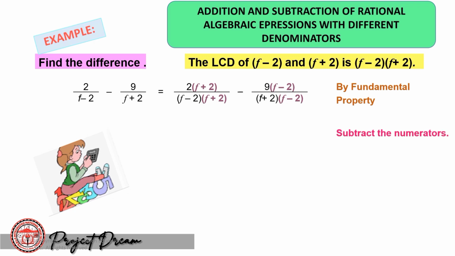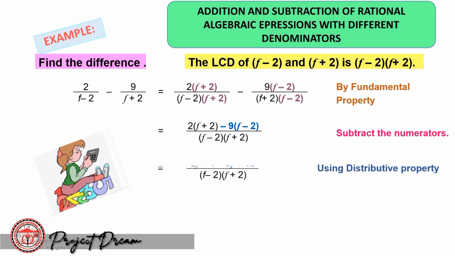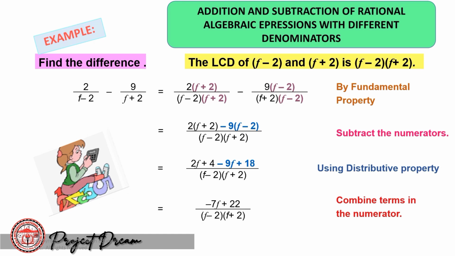And subtract the numerators. You have now 2 times the quantity f plus 2 minus 9 times the quantity f minus 2, over (f minus 2) times (f plus 2). Using the distributive property, you have now 2f plus 4 minus 9f plus 18 over (f minus 2)(f plus 2). Combining like terms in the numerator, we have now negative 7f plus 22 over (f minus 2)(f plus 2).